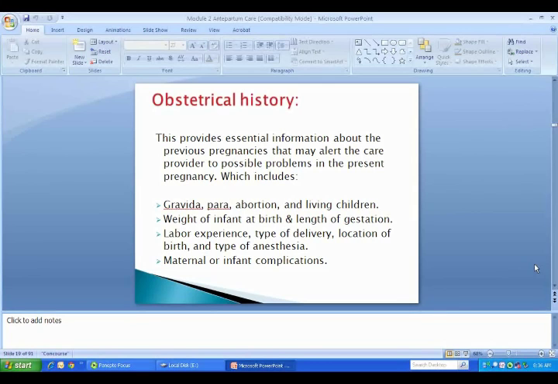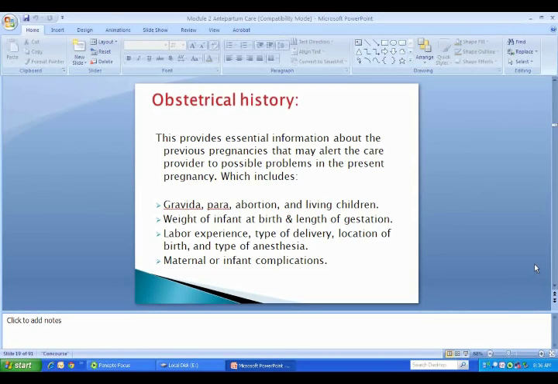Weight of infant, that is important because one of the risk factors in gestational diabetes is a woman who has a history of large infants. That might be a signal that she's at risk for gestational diabetes. And also to find out if her pelvis could accommodate a large infant. That would impact if we're going to do a vaginal delivery.